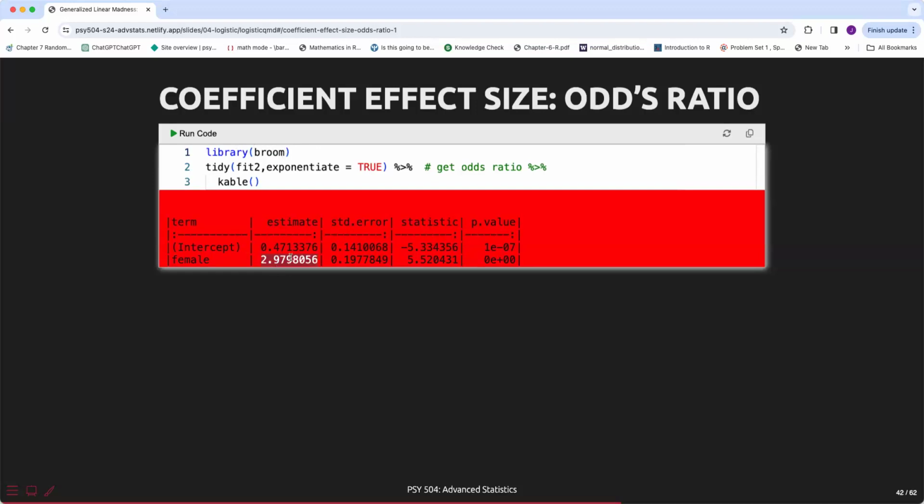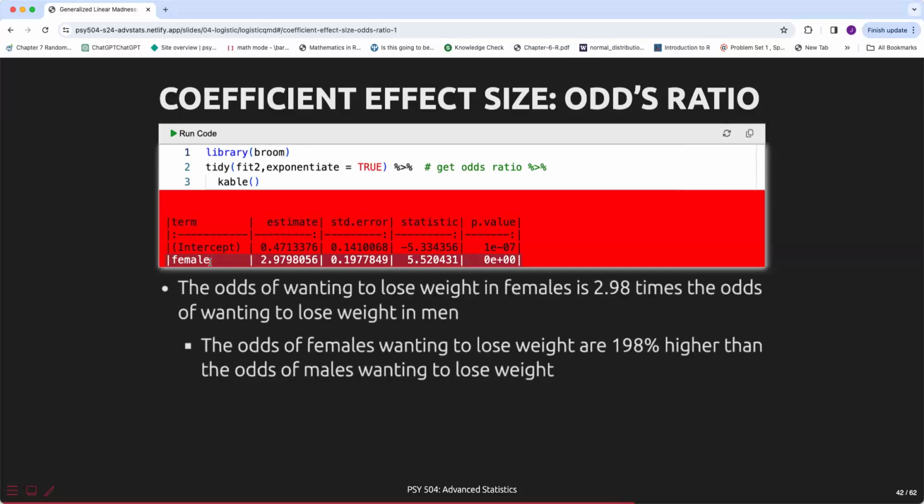So here we get an odds ratio of 2.98 for this slope parameter. So how do we interpret that parameter? We can say that the odds of wanting to lose weight in females is almost 3 times the odds of wanting to lose weight in men. And we can also talk about this in terms of an increase in percentage, right? So the odds of females wanting to lose weight are 198% higher than the odds of males wanting to lose weight. So this is how we would interpret an odds ratio in the context of our model here.